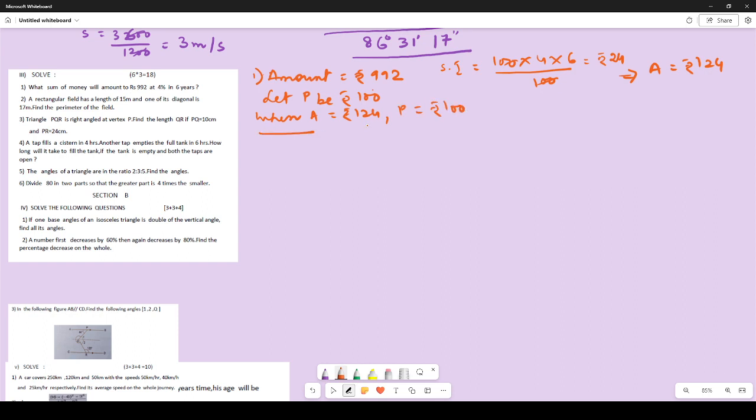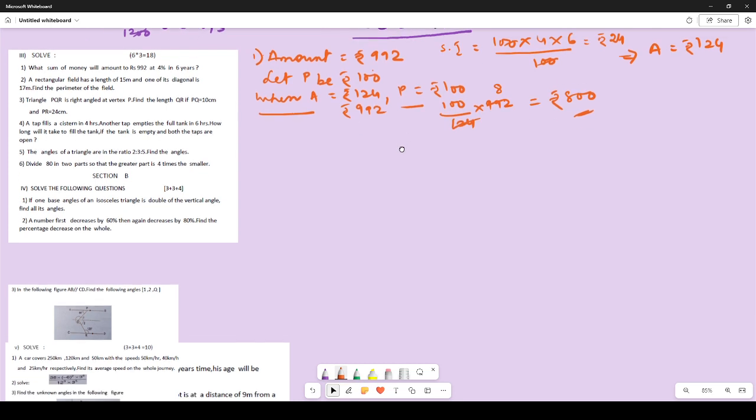So when A is equal to rupees 992, then P will be 100 by 124 into 992. 124 8 times is 992. That makes our principal as rupees 800. This will be the answer. Okay, now it is clear to you how you should have done it.